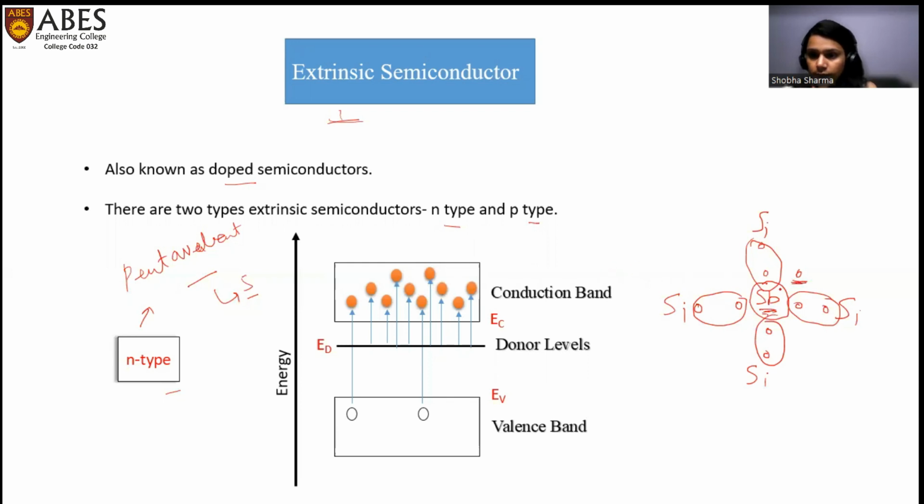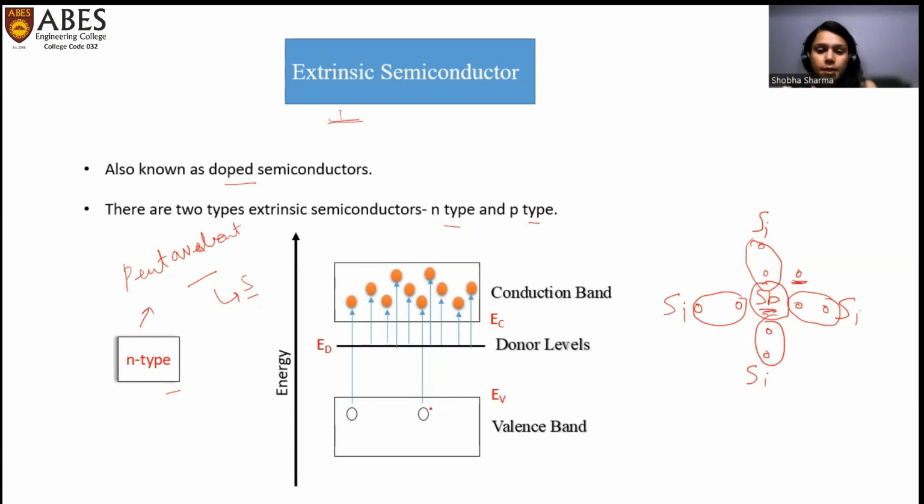That means it is very easy for the electrons present at this donor level to reach the conduction band, due to this very small energy gap. So we can see the number of electrons present in conduction band which are reaching here from this donor level are very large in number compared to the electrons which are coming from the valence band.